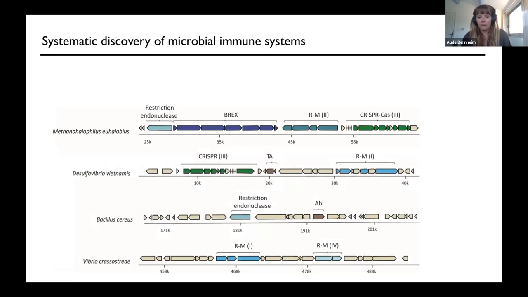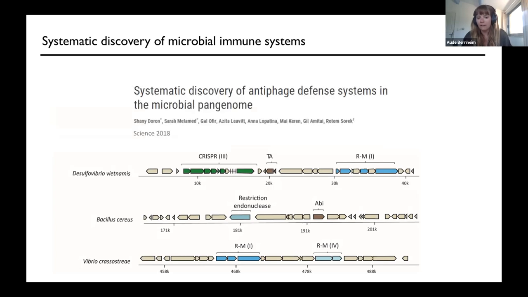But in the middle, you have genes that I did not color that are gray. And those gray genes are genes for which the function is unknown. And the hypothesis behind the paper that I was mentioning is that these gray genes are actually also defense systems. This was explored in a systematic manner in 2018. These gray genes were taken as systems, cloned in model bacteria, and experimentally validated. And this paper led to the discovery of nine novel families of defense systems.